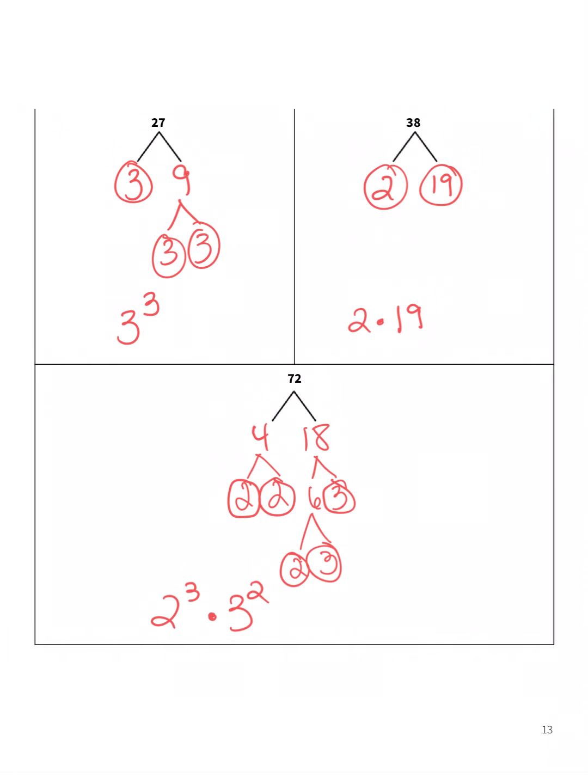38, 2 times 19. 2 and 19 are the only factors, and these are both prime, so the prime factorization would simply be 2 times 19.